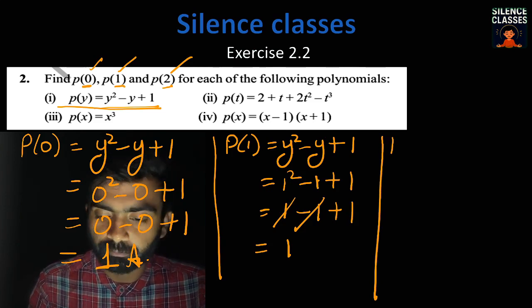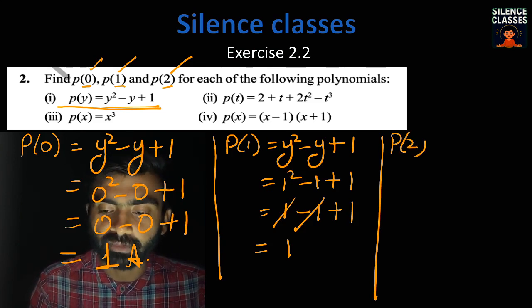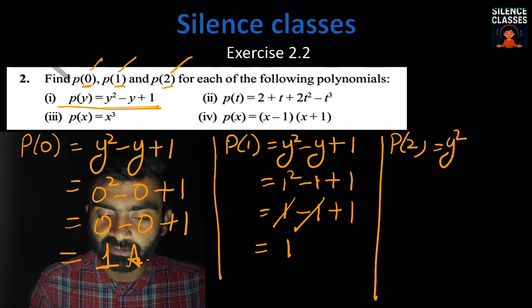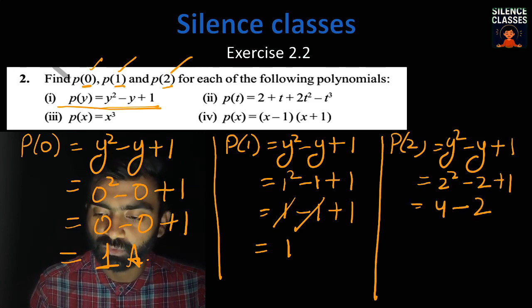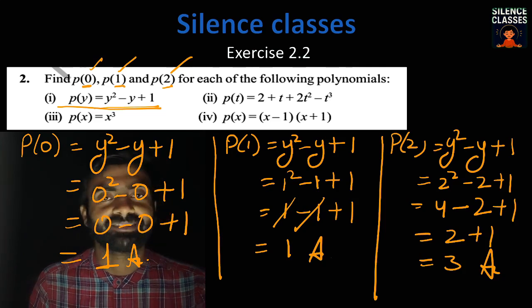Now we have to put p of 2, in place of y we have to put 2, is equals to y square minus y plus 1. So y square, that is 2 square minus 2 plus 1. 2 twos are 4 minus 2 plus 1. So we will get 2 plus 1, we will get 3. And this is the answer.